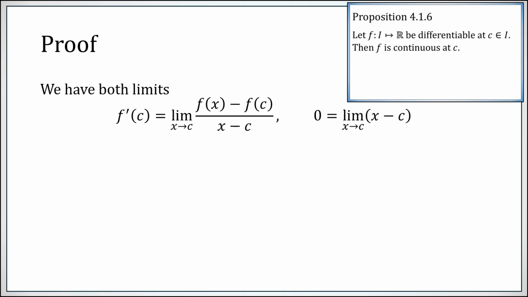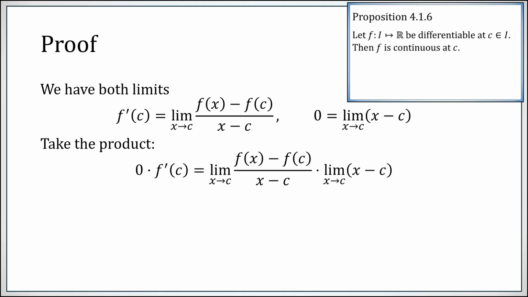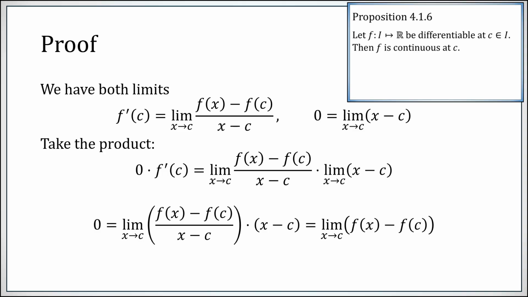F prime of c, which we have assumed exists, is the limit as x approaches c of f of x minus f of c over x minus c. However, the limit as x approaches c of this linear function x minus c, this is a straight line, it's continuous, we can just plug in x equals c, we end up with 0. So we can multiply the two together. 0 times f prime of c is the product of these two limits. Since we know both limits exist, we can combine them into a single limit. And whatever f prime of c is, it has to be non-infinite. That's part of our definition. So 0 times f prime is 0. This overall limit, we can now cancel this denominator out, and we simply get the limit as x approaches c of f of x minus f of c.